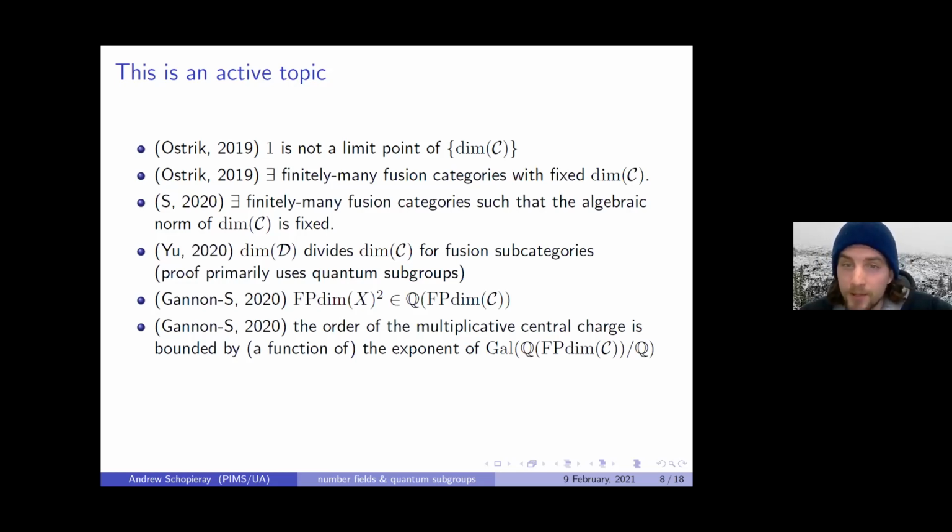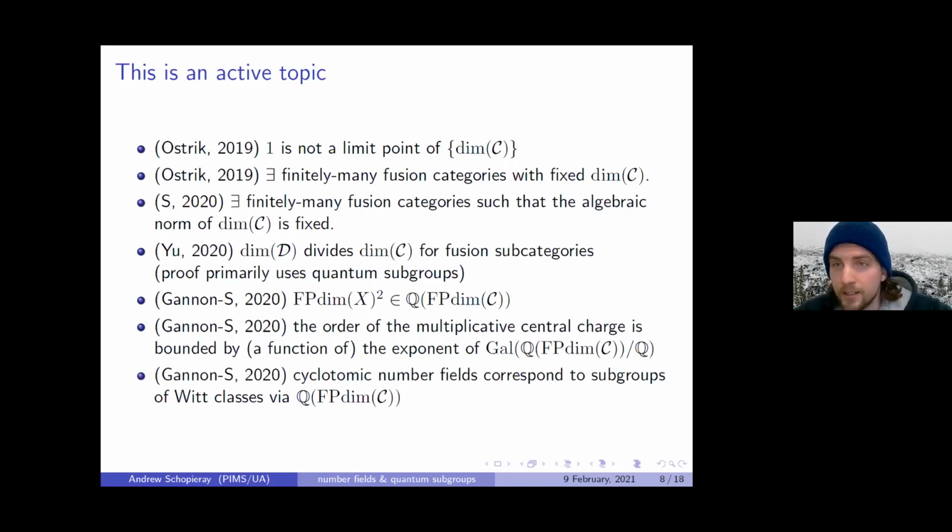So for instance, if I look at the central charge, for categories, we like to think of this in a multiplicative way rather than an additive way. But if we look at the order of this multiplicative central charge, which is some root of unity, then it's bounded by a function of the Frobenius-Perron dimension, or more specifically, the exponent of the Galois group of the field extension generated by the Frobenius-Perron dimension. So this one number, just one number out of all of these numbers that come out of the situation, has a very tight control over what's going on.